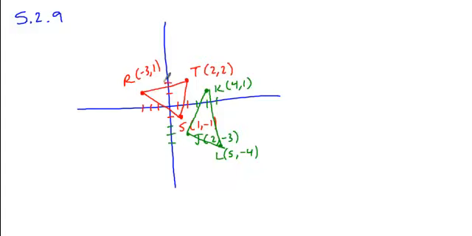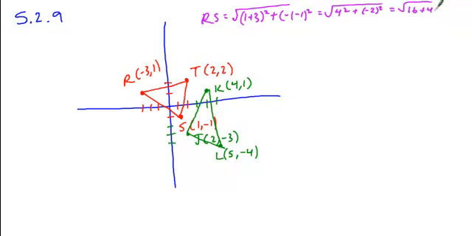So if we start with the red triangle, we find the measures RS is equal to the square root of the difference of their x's, so 1 minus a -3 squared, plus the difference of their y's, -1 minus 1 squared. That gives us 4 squared plus a -2 squared, which is 16 plus 4, or root 20.